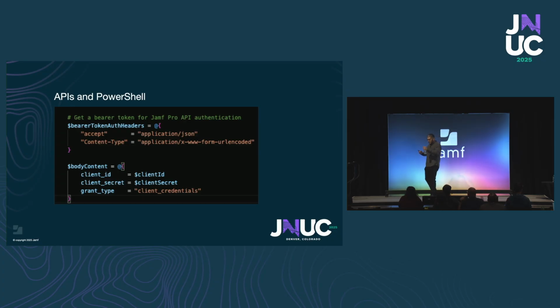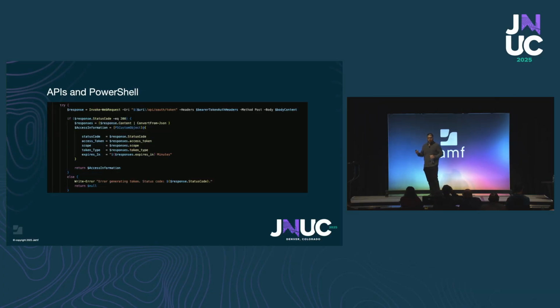So in this single function, what we're doing is configuring it to send a POST to the Jamf Pro API to get that auth token. So we're configuring our headers here. We configure our body content so that the variables are filled when you run it.